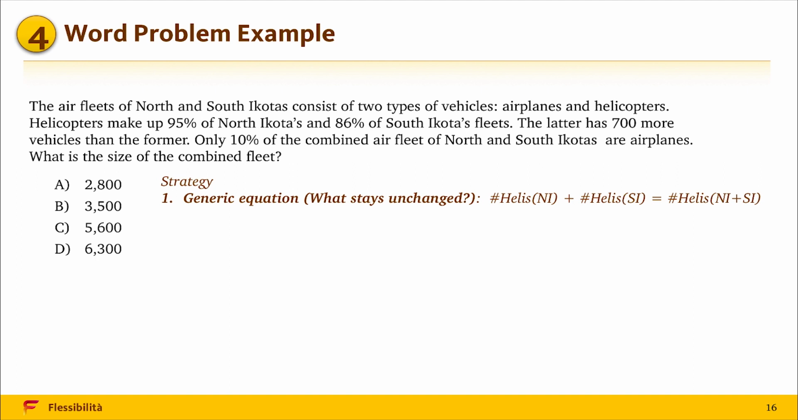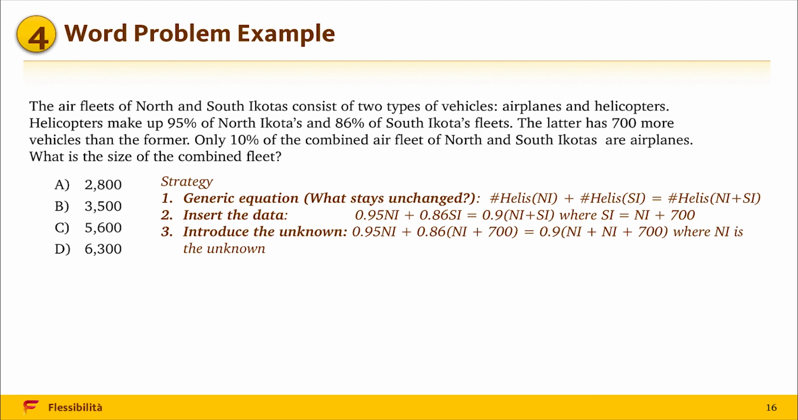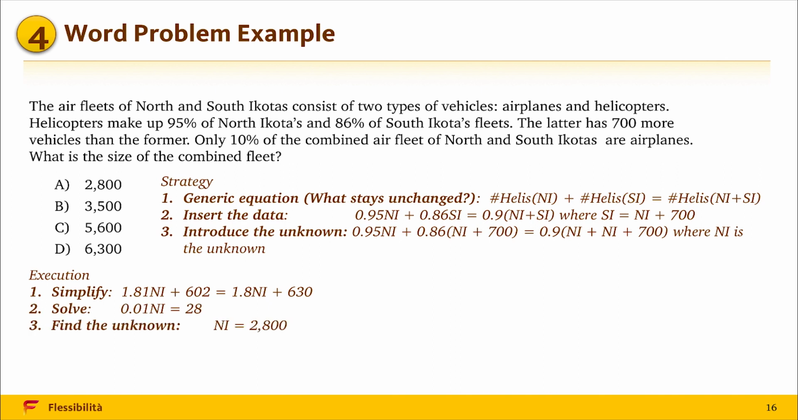Let's write it down. The most convenient unknown here would be N1, the size of the air fleet of North Dakota. Notice that this variable is not what is being asked in the question, but it will help us find the answer. Okay, now time to solve this equation. Simplify, solve, and find the unknown. And then find the desired value, the size of the combined fleet. The answer is D. Well, that wasn't too quick, of course, but not rocket science either, right?